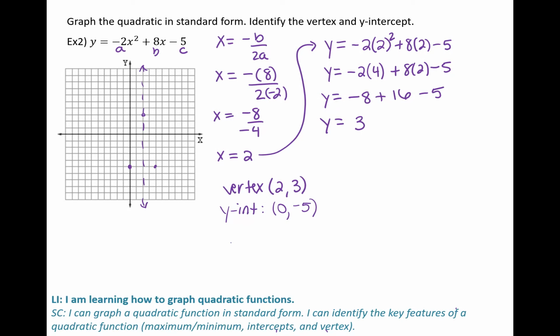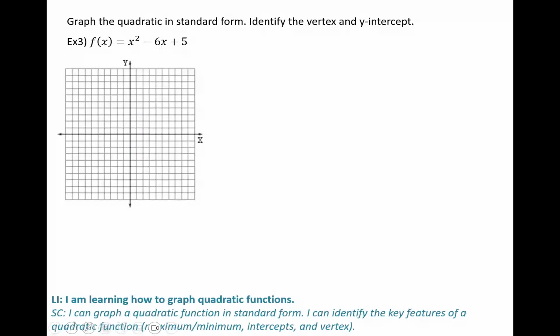We're going to do as smooth of a curve as we can. This should not be pointy. It should be smooth and curved, kind of like a U, like that. And we have graphed our first parabola. All right, on to example 3. One more time. This time we're in function notation, but the rules are the same.